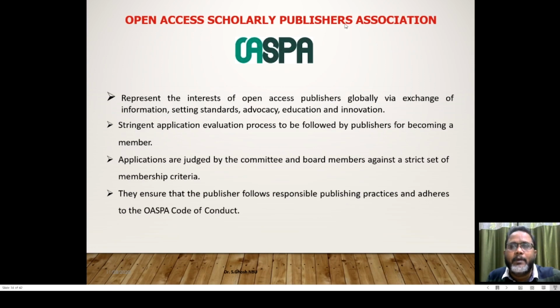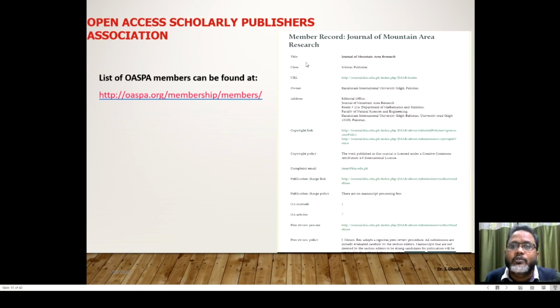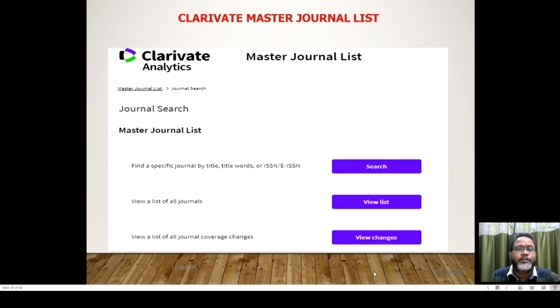Then we have the Open Access Scholarly Publishers Association, OASPA. They represent the interests of open access publishers globally via exchange of information, setting standards, advocacy, education, and innovation. Within open access, they make their own policies. There is a stringent application evaluation process followed by publishers. Applications are judged by the committee and board of members against a strict set of membership criteria. They ensure the publisher follows responsible publishing practices and adheres to the OASPA model. And see this member record: the title, scholar, URL, owner, editorial office, copyright link, copyright policy. If you go there, you can find out their policy also.